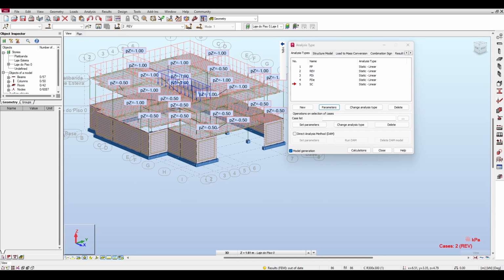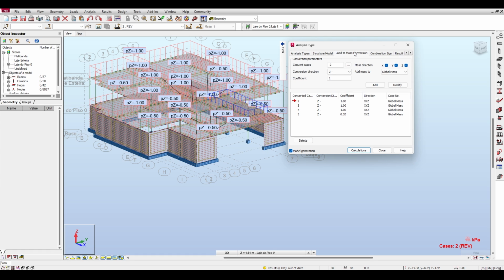Well, here's the thing. Some codes actually tell you exactly what to take. For example, do you take the entire dead load as the mass of the structure? Do you take part of the live load as a mass of the structure? This depends from code to code, and you have to double check your local codes. Before you define a modal analysis, you have to go to load to mass conversion, and you have to tell Robot what kind of loads are considered masses. You would think Robot can do this by himself. Well, no, he cannot. You have to tell him.